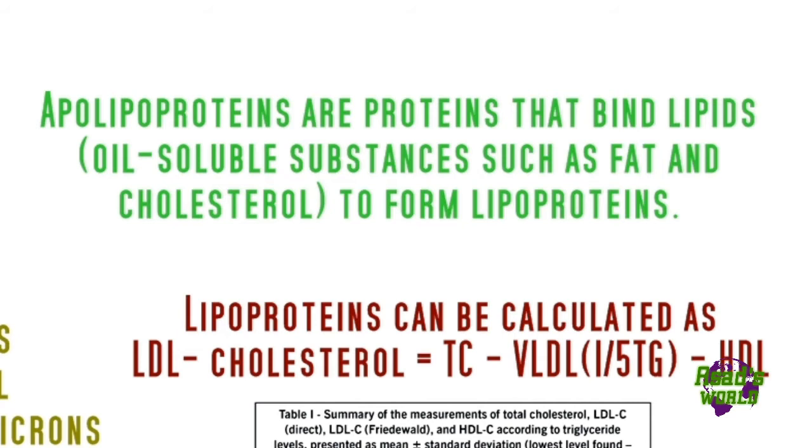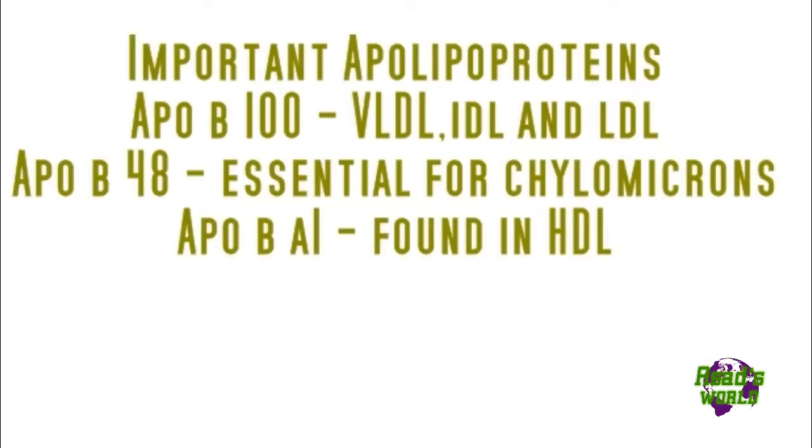Apolipoproteins are proteins that bind lipids, oil-soluble substances such as fat and cholesterol, to form lipoproteins. And there are some important apolipoproteins that we need to remember, such as ApoB100 that is found in VLDL, IDL and LDL, ApoB48 that is essential for chylomicrons, and ApoA1 that is found in HDL.